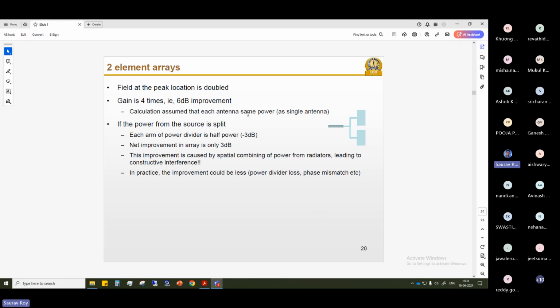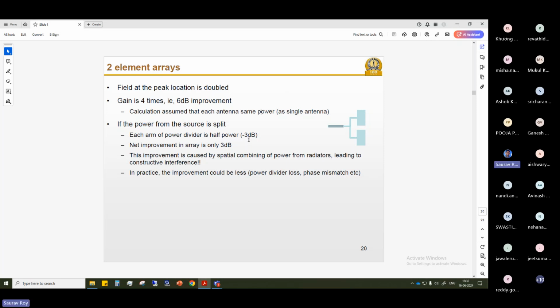See what you have to remember now. All the antennas are fed with the same power as the single antenna. Previously you were feeding one antenna with I naught. Here also you are feeding with I. So now you have to actually feed 2 times the current, so that both the antennas divide it and get I naught.